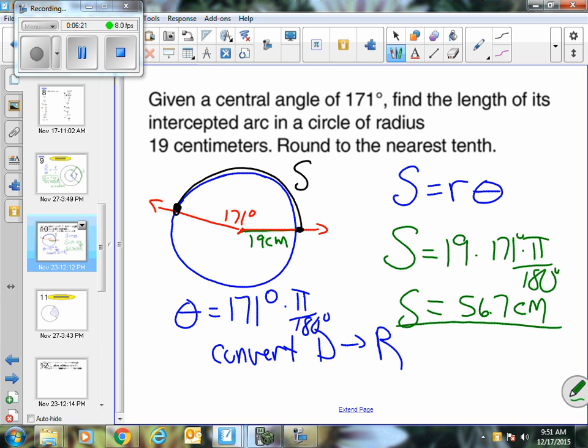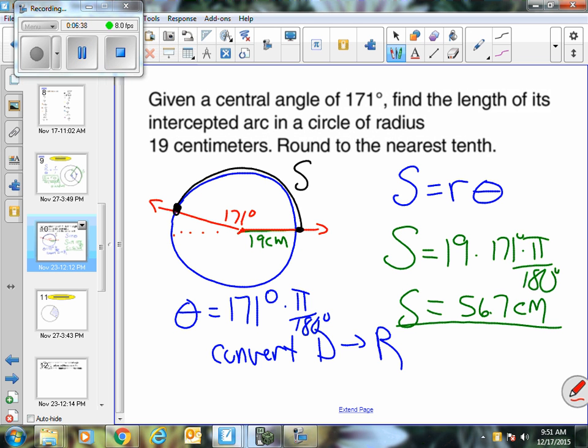Now I want you to think about if that's a reasonable answer for something with a radius of 19. Now think about what the diameter of that circle would be. If I went all the way across, if it was 19 for a radius, the diameter would be 38. So if I'm going around the circle, it's going to be further than the diameter, but not ridiculously so.